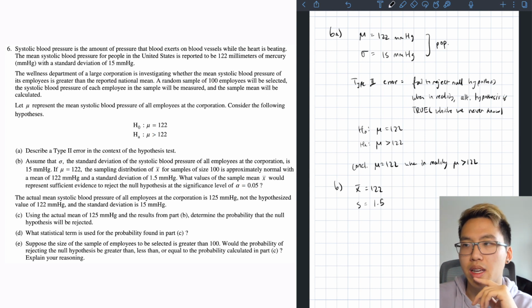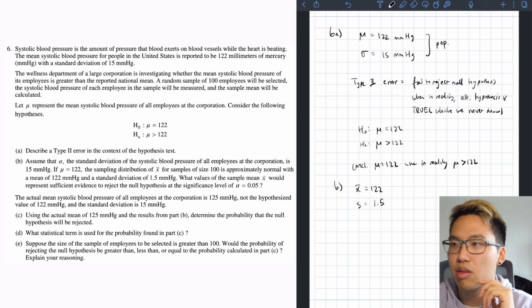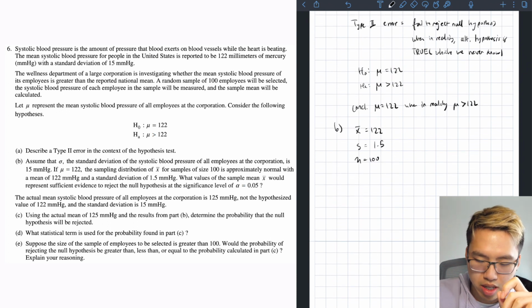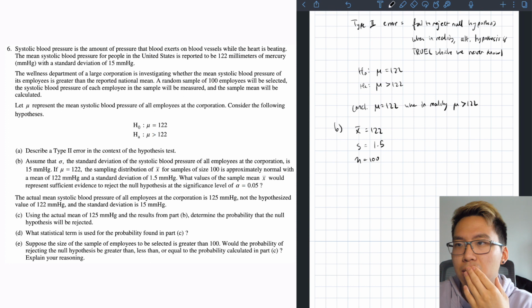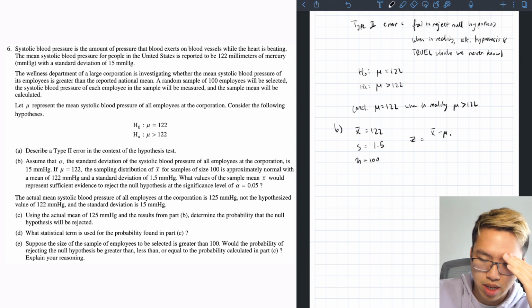What values of the sample mean would represent sufficient evidence to reject the null hypothesis at the significance level of alpha equals 0.05? Okay, and then we also have this information of n equals 100. So basically it's asking what values of this would lead us to reject this in the context of a hypothesis test? There's an equation that's pretty common. I'm just going to write this down.